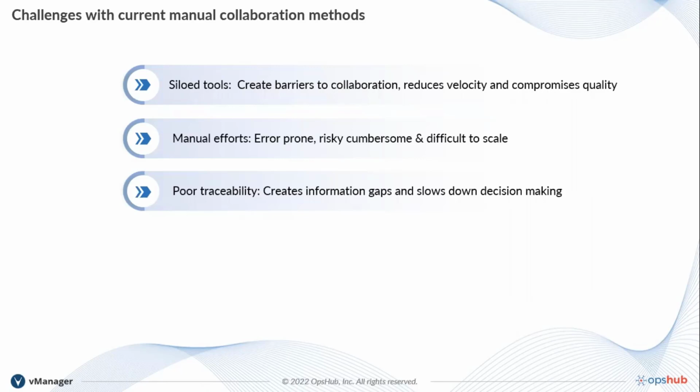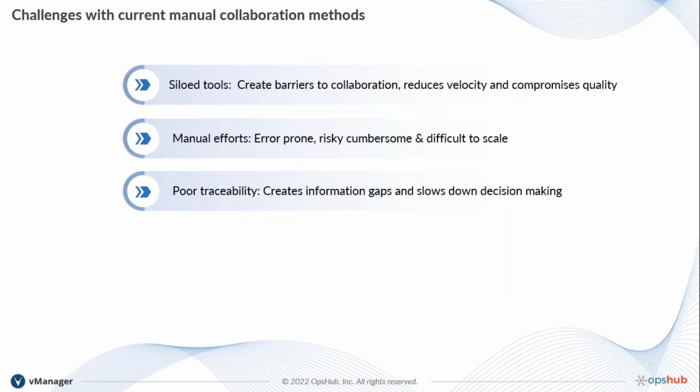A few things to keep in mind about doing it in a manual way. If you have siloed tools, it will create a barrier or reduce your ability to collaborate. It's also going to reduce your velocity and compromise your quality. Also, every time you do manual effort, it is labor intensive. You need to put the time there, and it might be error prone. Everything you do for the first time may take much longer and be open to error.